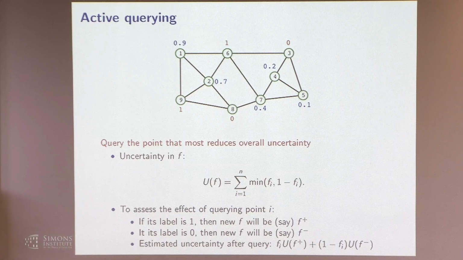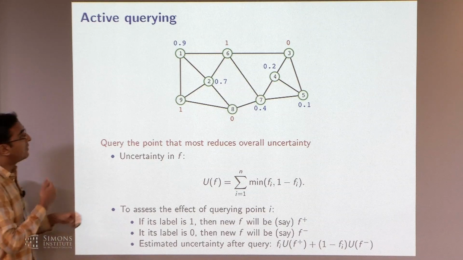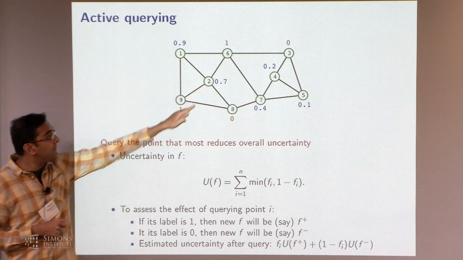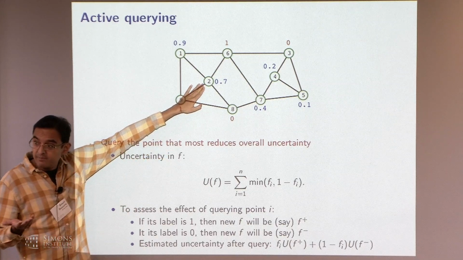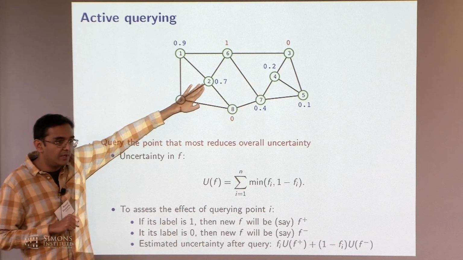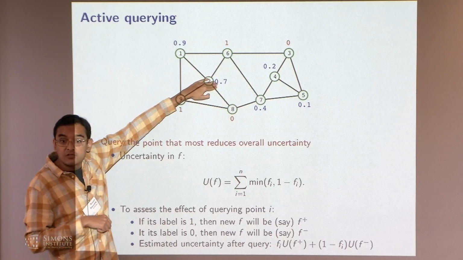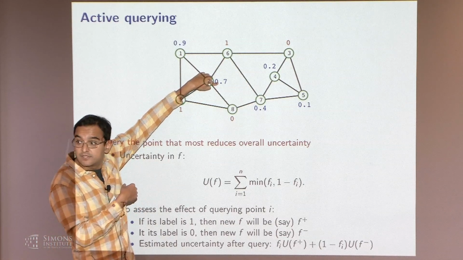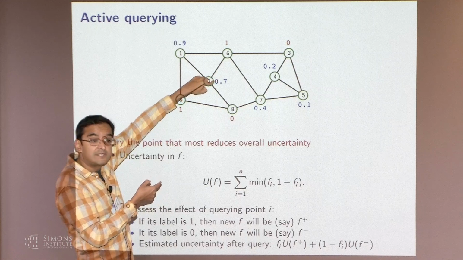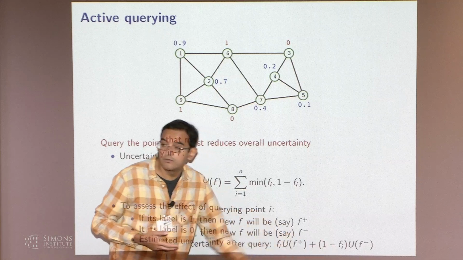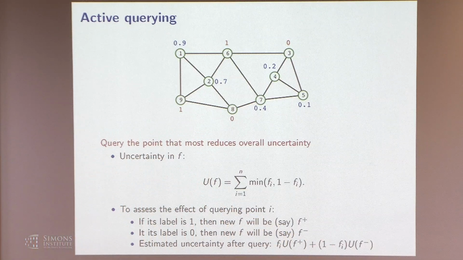Okay, now the way we decide what we're going to query is the following. We ask, what would be the benefit of querying, say, this one? Well, we don't know what its label is going to turn out to be, but we think it's got a 70% chance of being a 1 and a 30% chance of being a 0. Let's say it turns out to be a 1. Let's resolve the linear system with the 1 over here and see what uncertainty ensues. And let's resolve the linear system with a 0 in here and see what uncertainty we get. And then we weight that 0.7 and 0.3. And that tells us how the uncertainty will change in expectation if we label that point.